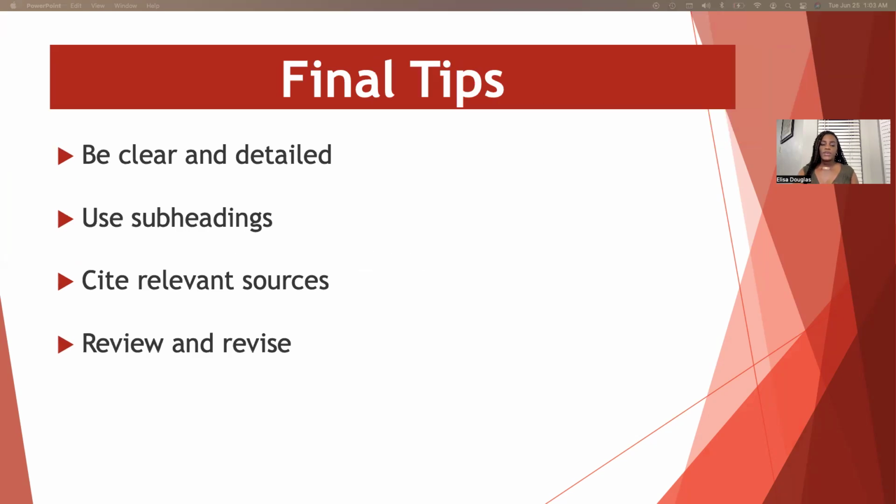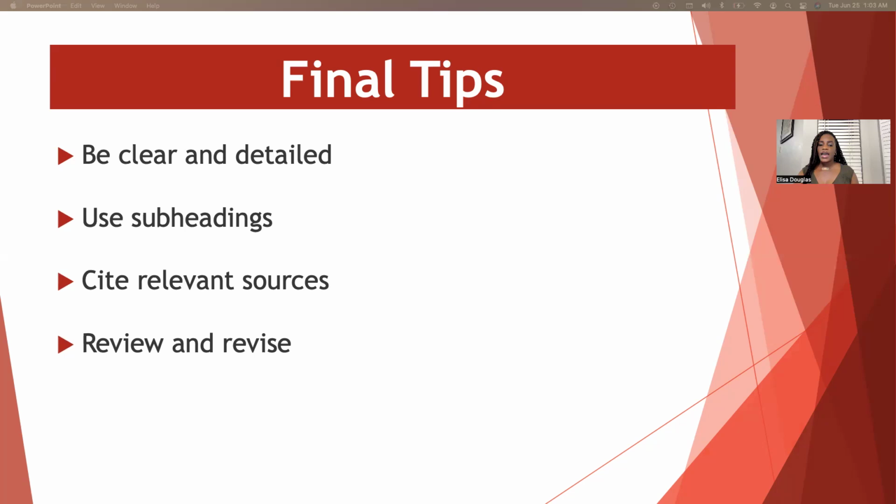Okay. So I have some final tips here for you. The first is that you need to be clear and detailed. So you should ensure that your methodology section is clear, that it's detailed, and that it is logically structured. So this will allow other researchers to replicate your study if they need to do so, or if they desire to do so. So you also want to use subheadings. So use subheadings to organize the methodology section, and this improves readability and helps readers easily navigate through the different parts.